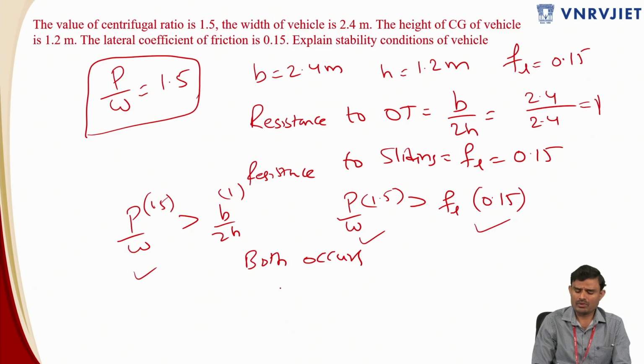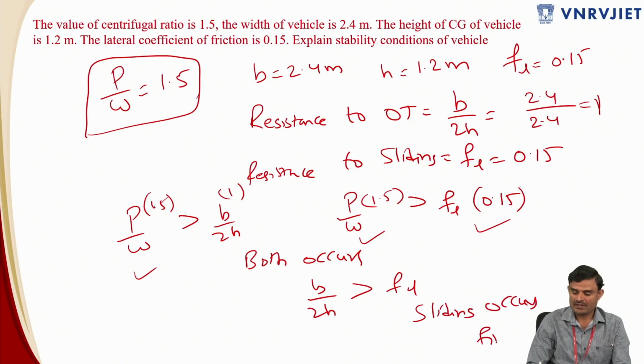When both are happening, then again you have to compare between B by 2H and FL. B by 2H is 1, which is greater than 0.15. So the resistance to overturning is higher. Therefore sliding occurs first. Sliding occurs first. So this is a very important problem in terms of competitive examinations also. Just insert small formulas, and you have to analyze what condition is going to happen, comparing different parameters.